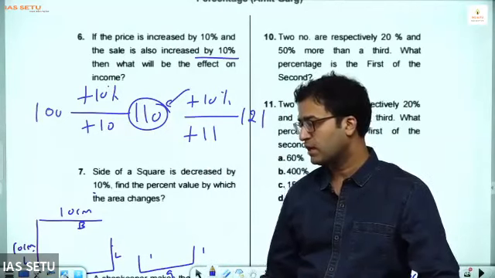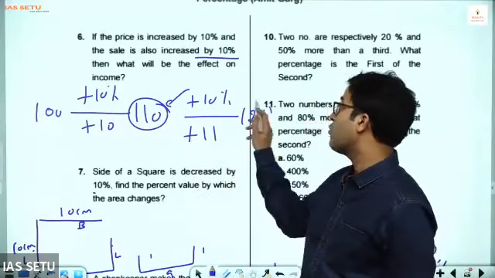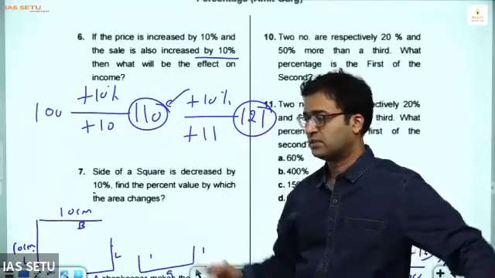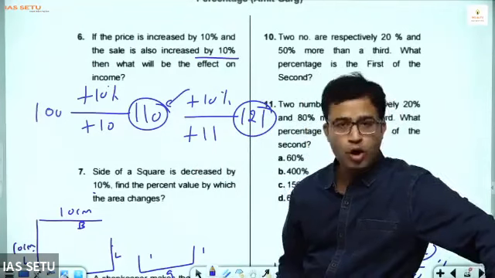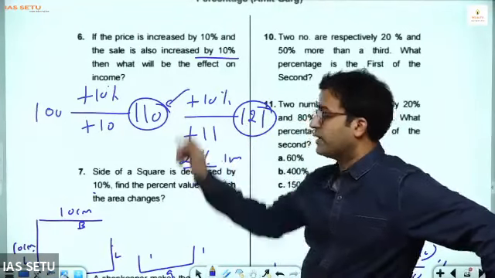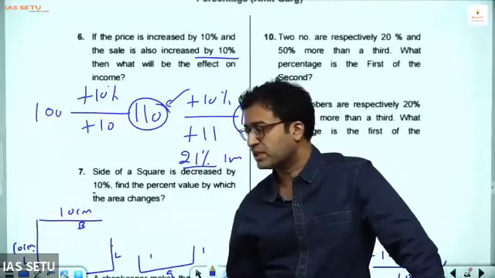It is your choice, if you want to do the formula, do the formula, otherwise not. 121. Tell me, is this 121 more than 100 or less? More. How much more? 21%. So there is a 21% increase in the income. Question number 6, 21% increase.